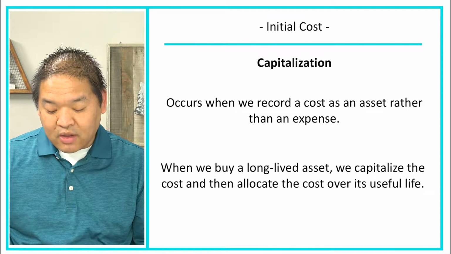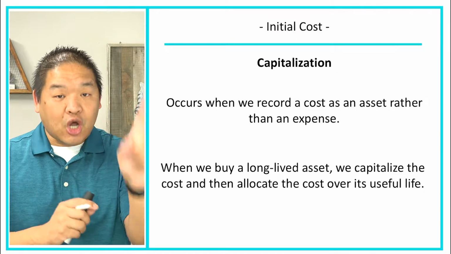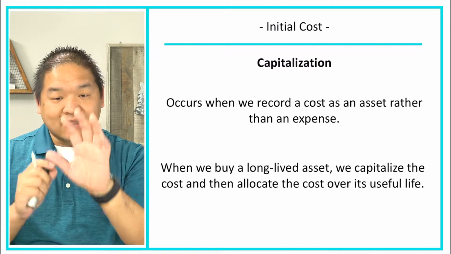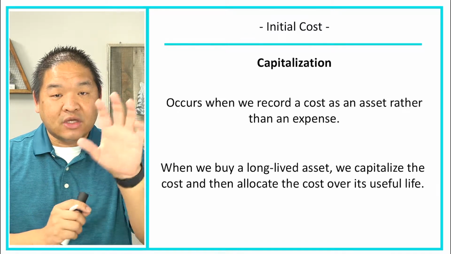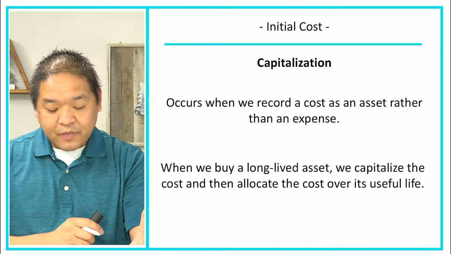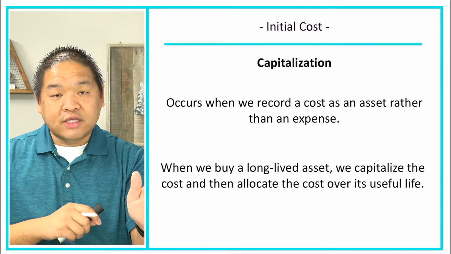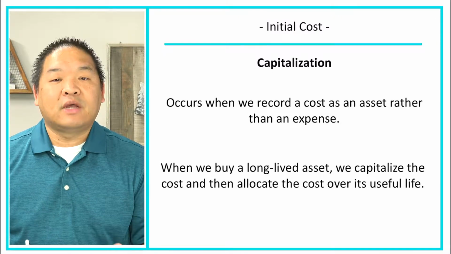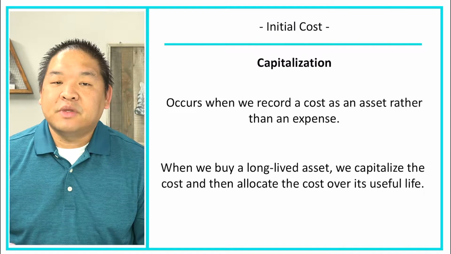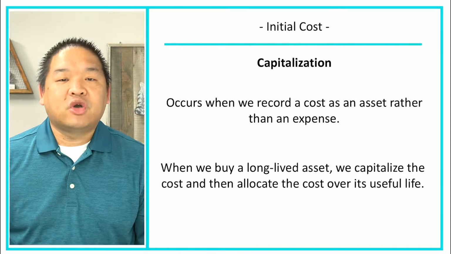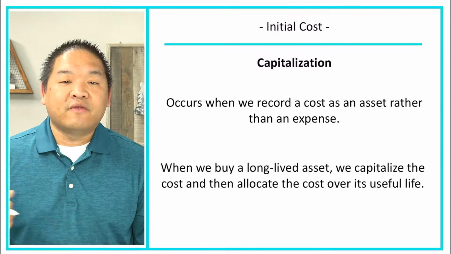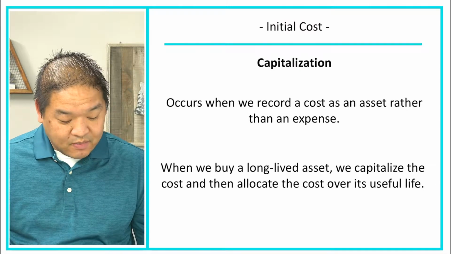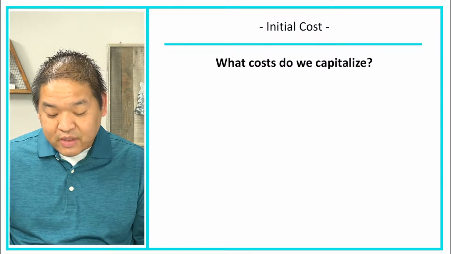So when we buy a long-lived asset, we capitalize the cost. So the $25,000 car that we talked about in the last lesson, we're going to take that $25,000, capitalize the cost, so we're going to turn it into an asset, and then we're going to allocate the cost over its useful life. Then we're going to expense it. So when I say we're going to capitalize the cost, that simply just means that instead of expensing it, let's go ahead and capitalize it first, and then we're going to follow some rules when it comes to expensing it on our income statement.